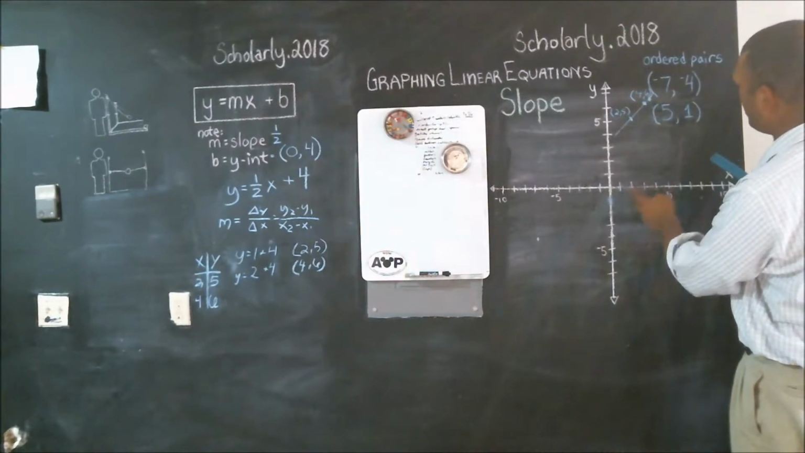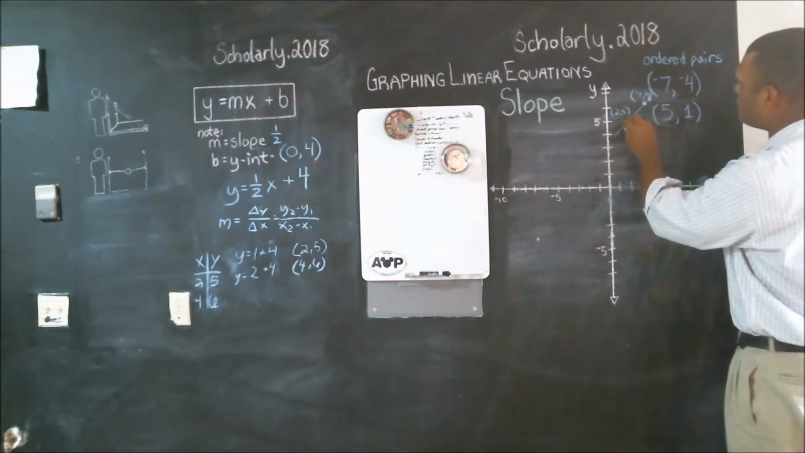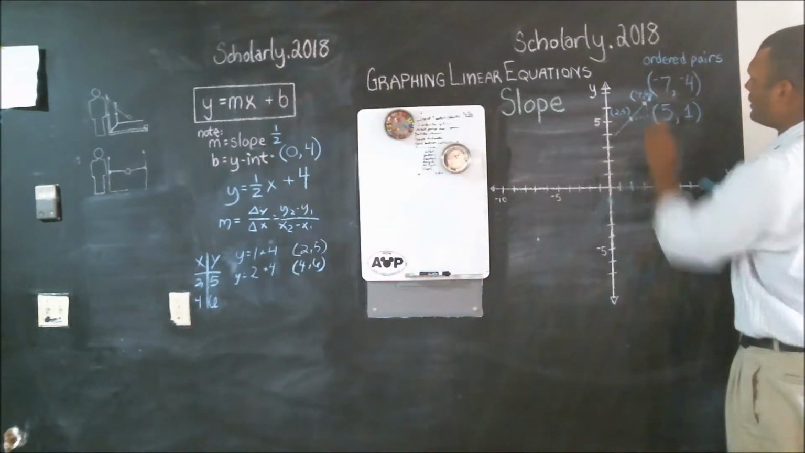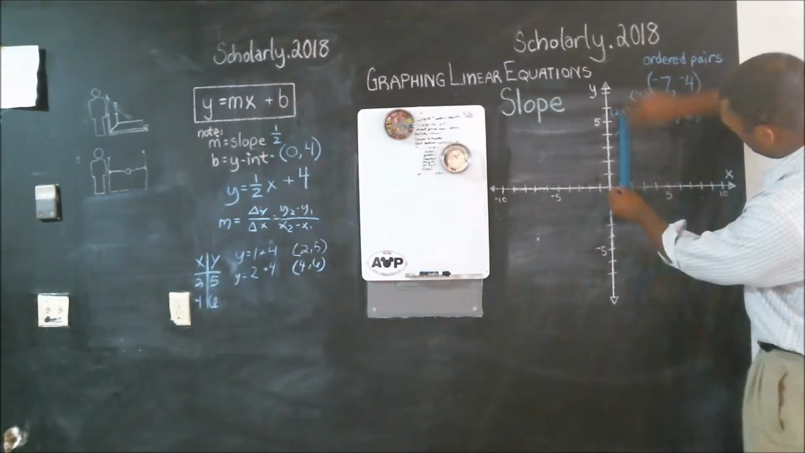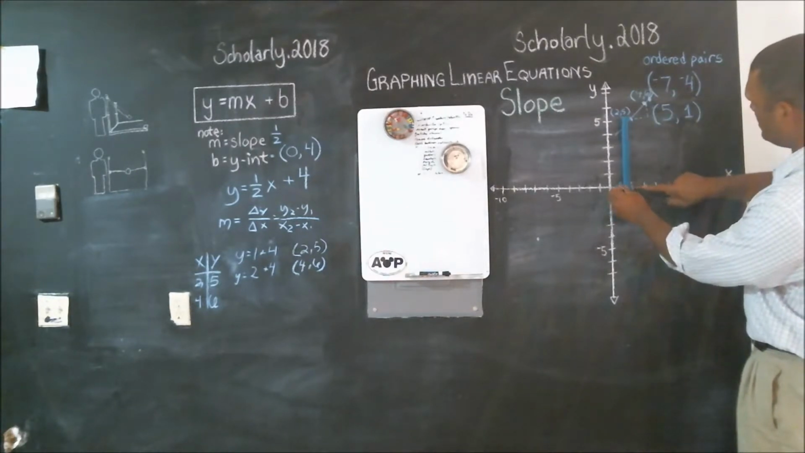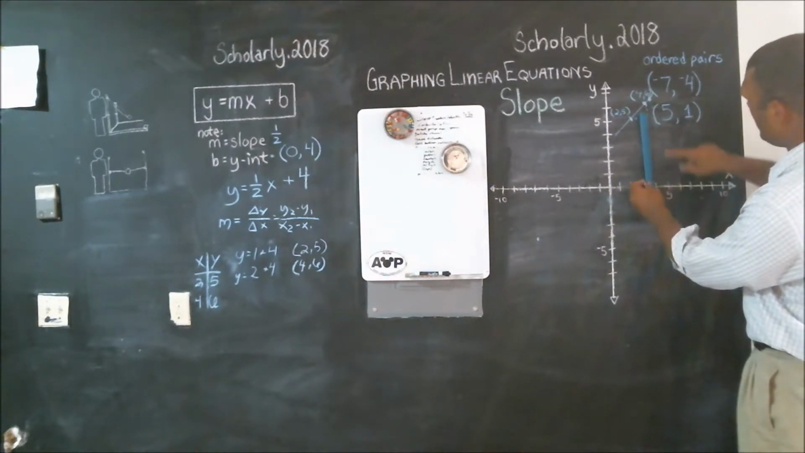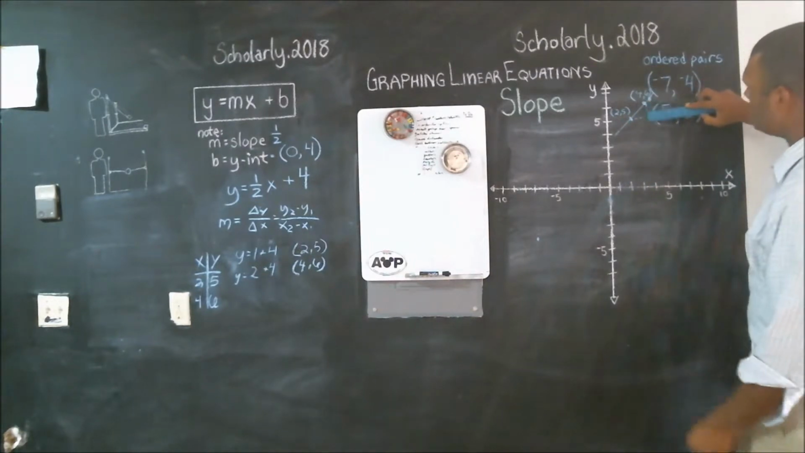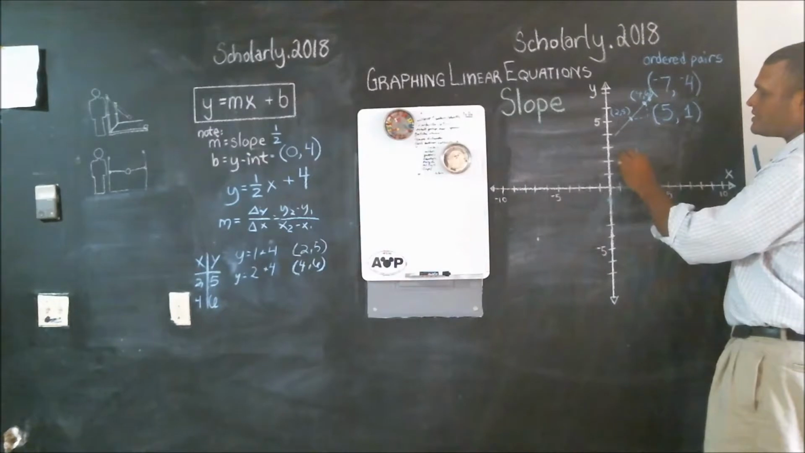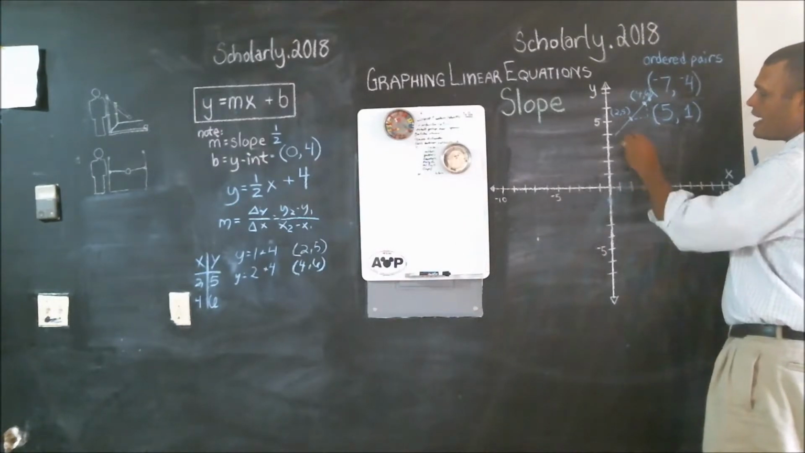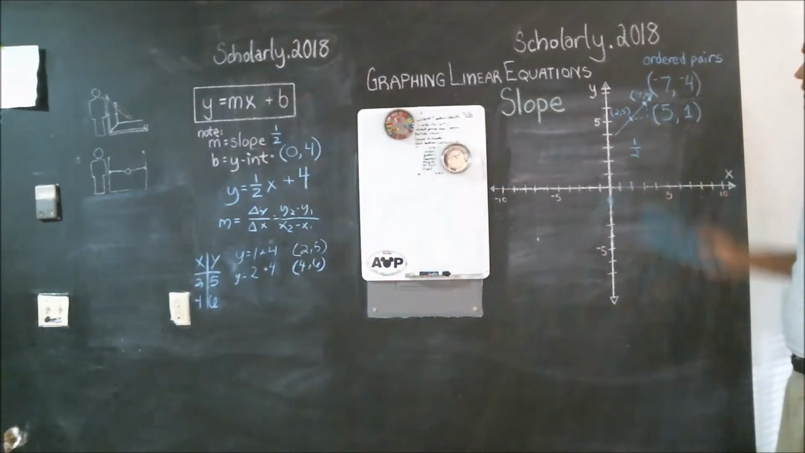Yeah, it's our 4, 6 coordinate. But if we go over 2, we go up 1. We went over 2. We'll try to get it in line here. Went over 2, 1, 2, and we went up 1. Okay, that's our slope. We went over 2 on the x-axis. That's our bottom number, and we went up 1 on our y.